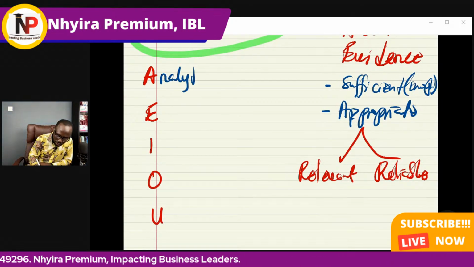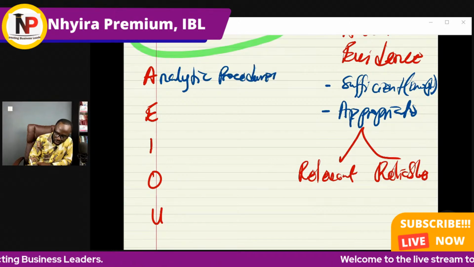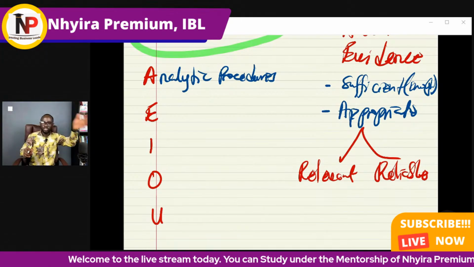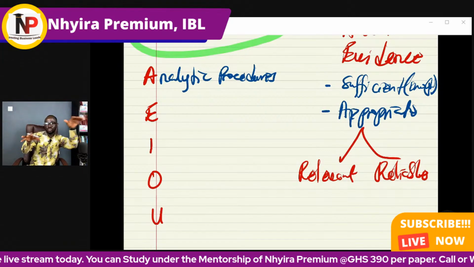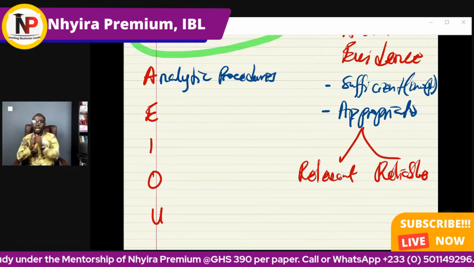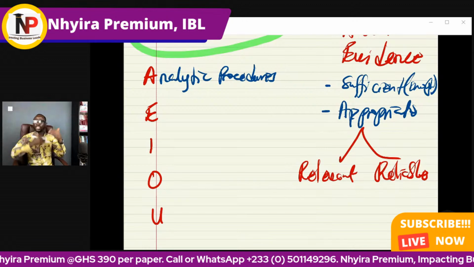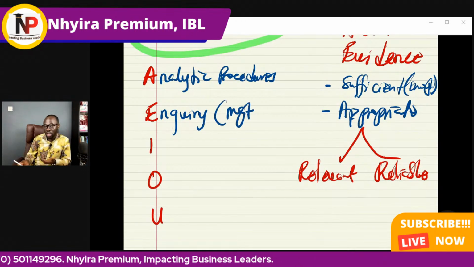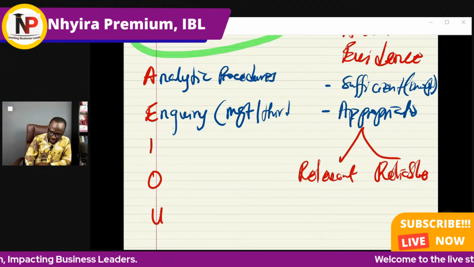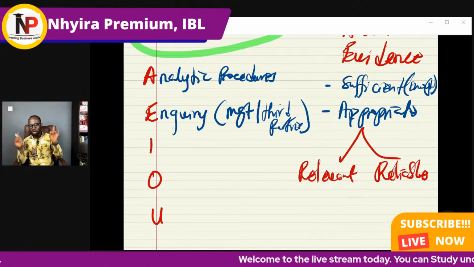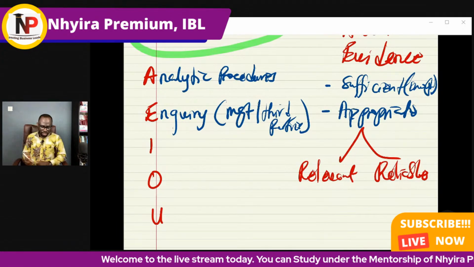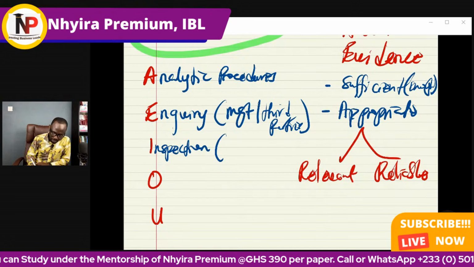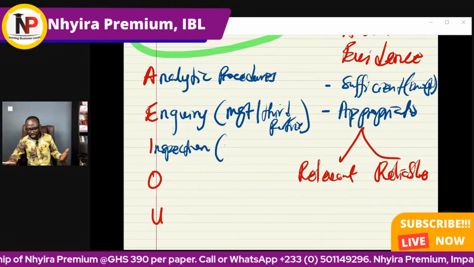A means analytical procedures. This has to do with where we try to find trends, changes over time, comparing current financial statement to previous year financial statement, calculating ratios and comparing the ratios to the previous year, industry average, as well as budget, so that we can find trend and changes. Then E means inquiry. We can have inquiry from management and those charged with governance, and we can have inquiry from other third parties, depending on whatever we are looking out for.